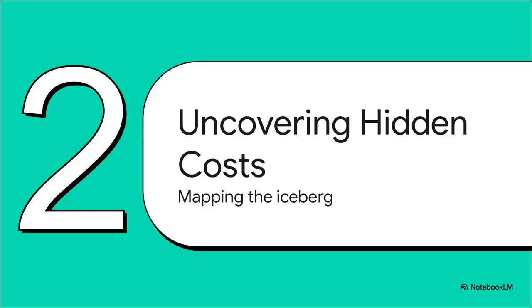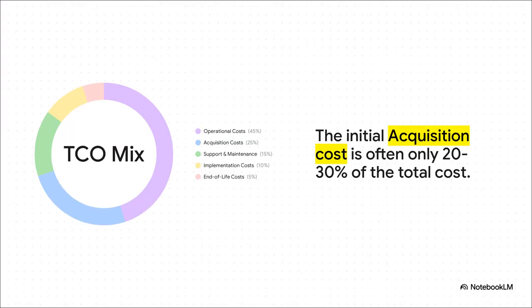Okay, so what exactly is down there? What makes up that huge, submerged part of the iceberg we keep talking about? It's not just one thing, but a whole bunch of different ongoing expenses that can really pile up over time. Now, take a look at this breakdown. This is where it gets really eye-opening. That initial acquisition cost, the price tag you see up front, is often only 20 to 30% of the total spend. The biggest piece of the pie, by a long shot, is those ongoing operational costs.